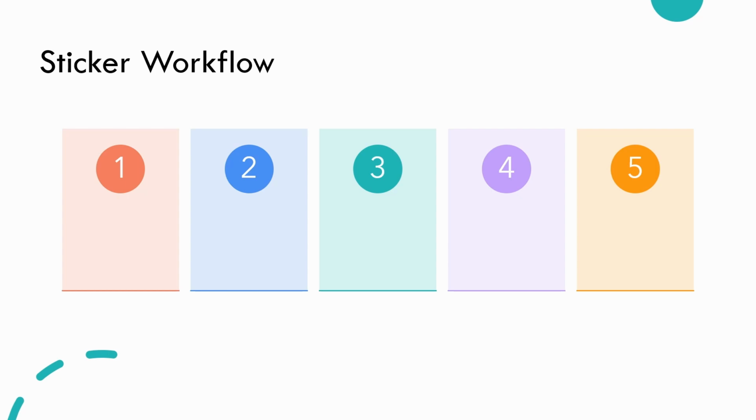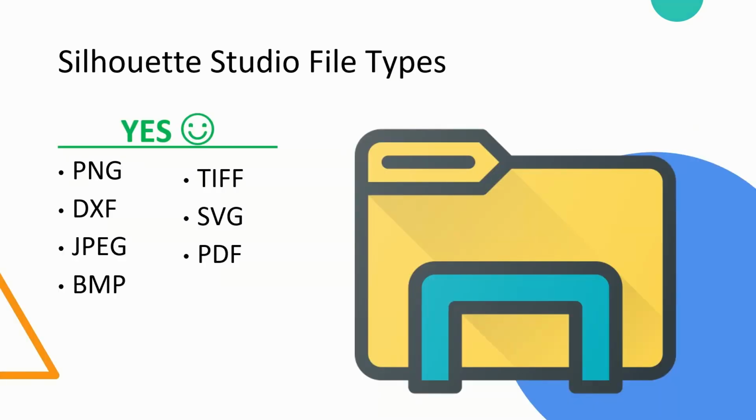Stickers are pretty representative of the workflow on the Cameo, so we're going to use that as an example of how to take the project from start to finish. To begin, you're going to need to import the image you want as a sticker into the software Silhouette Studio. Make sure that the file you're using is saved as one of the file types listed under Yes here.